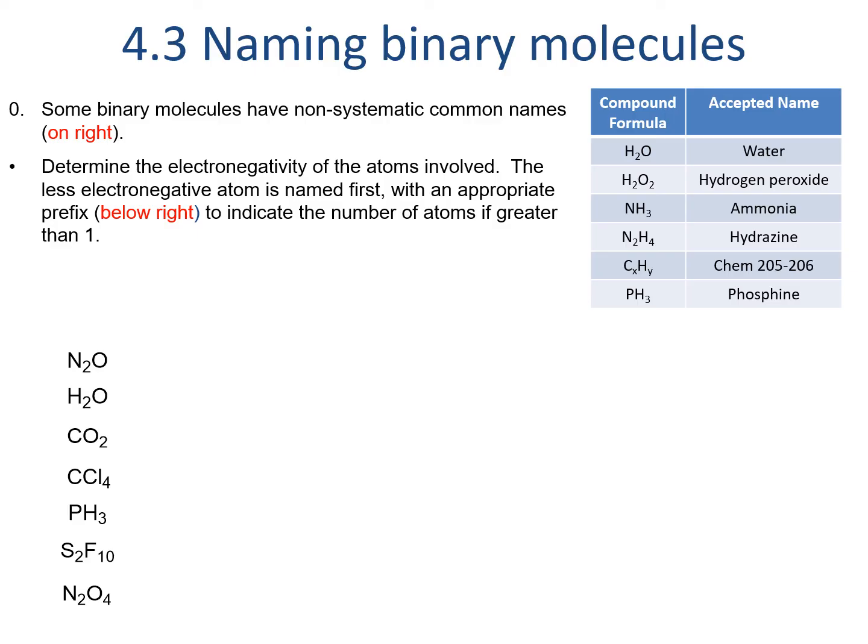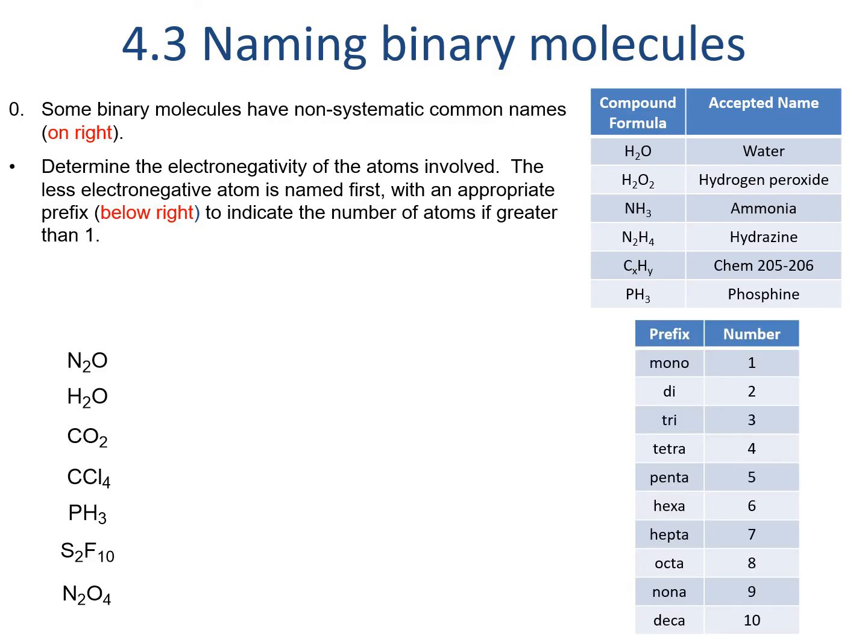Like in binary ionic compounds, this will be listed first without changing the ending. Remember, electronegativity is a periodic trend that increases to the top right. You can usually tell which is more electronegative between a set of atoms just by the relative position on the periodic table. If the less electronegative atom occurs more than once in the compound, that needs to be indicated with a prefix to say how many times.